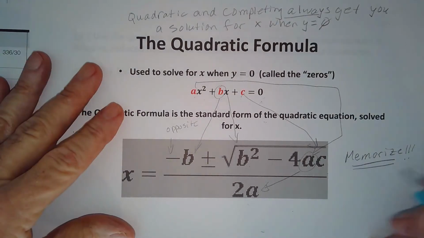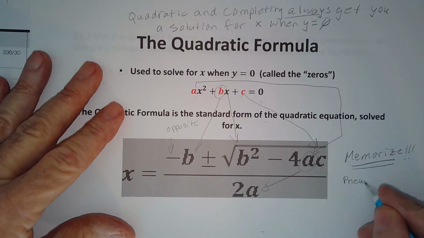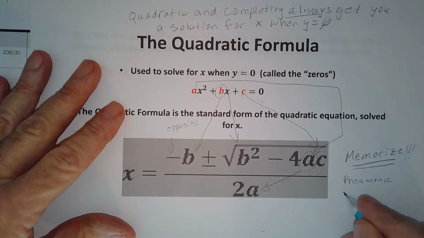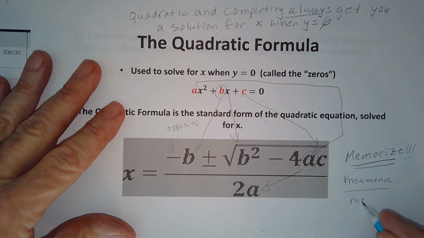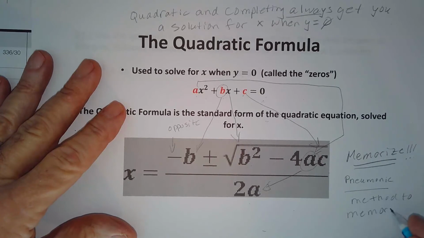And so when you memorize, you're using something called a mnemonic. A mnemonic just means a method to memorize something you want to remember.